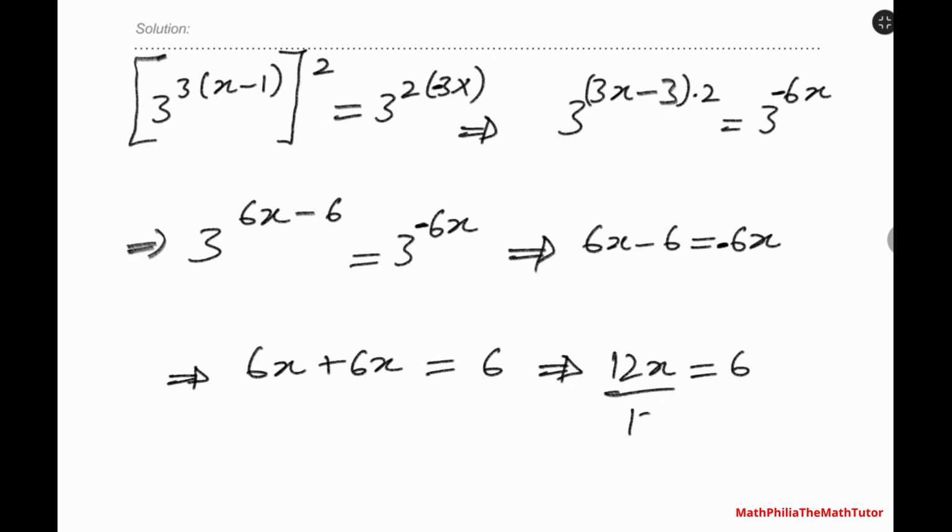In order to have x on its own, we divide both sides by 12. 12 cancels 12. Again, we can divide by 6. 6 goes into 12 two times, 6 goes into itself one time. So that is 1 over 2. Therefore, the value of x in this question is 1 over 2.